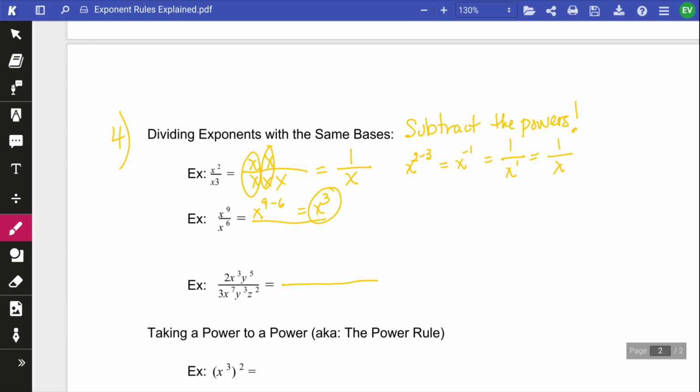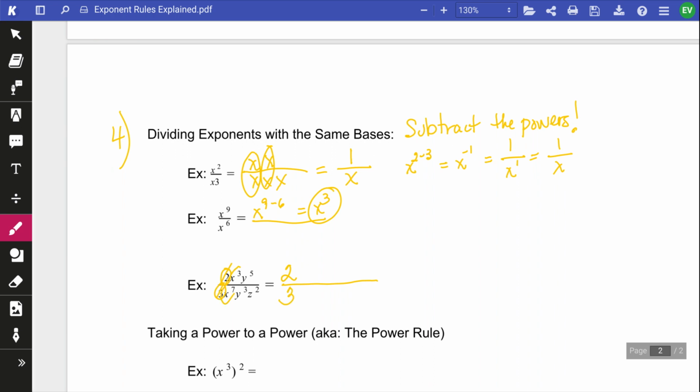So we're going to look at the 2. 2 is raised to no power, or the first power, so it's happy where it is, so we're going to leave 2 in the numerator. We have 3 in the denominator. Again, it's to the first power, so I'm going to leave that in the denominator. 2 divided by 3 gives me a repeating decimal, so I'm just going to leave it the way it is. So I've taken care of my numbers, my coefficients.